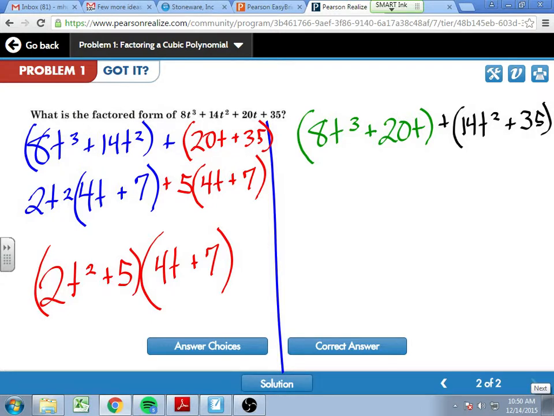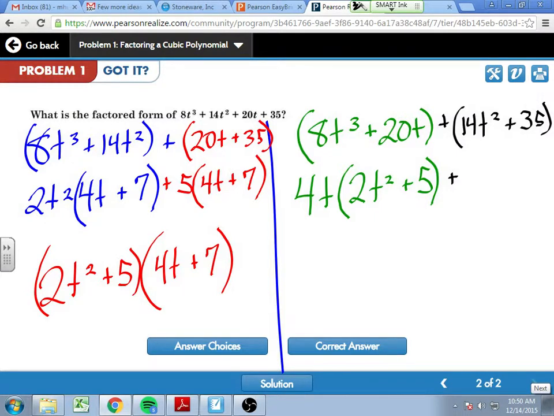Over here, Greg, what'd you use for your common factor for the first set, the 8t cubed and the 20t? I used 4t, because it is the greatest common factor. So then my 8t cubed divided by 4t becomes 2t squared, plus my 20t divided by 4t becomes that 5. Wait, hold up. I don't think so. Well, unless your work has a mistake and I just didn't catch it.